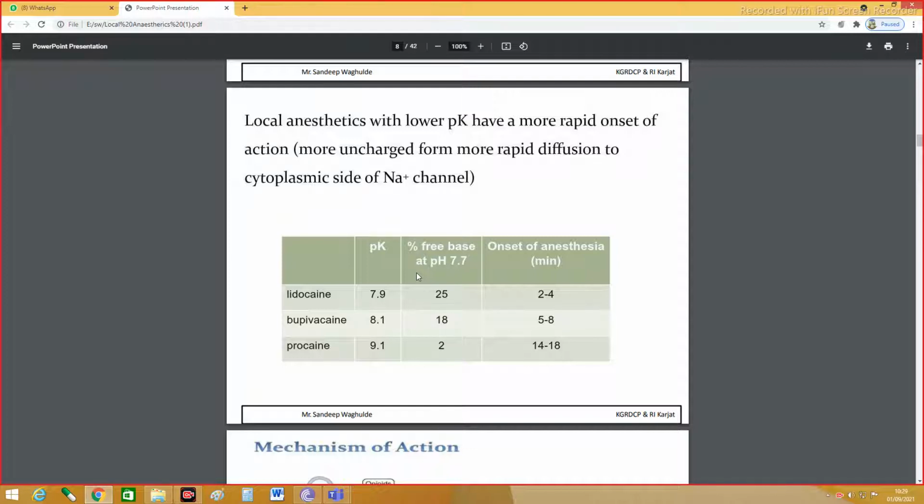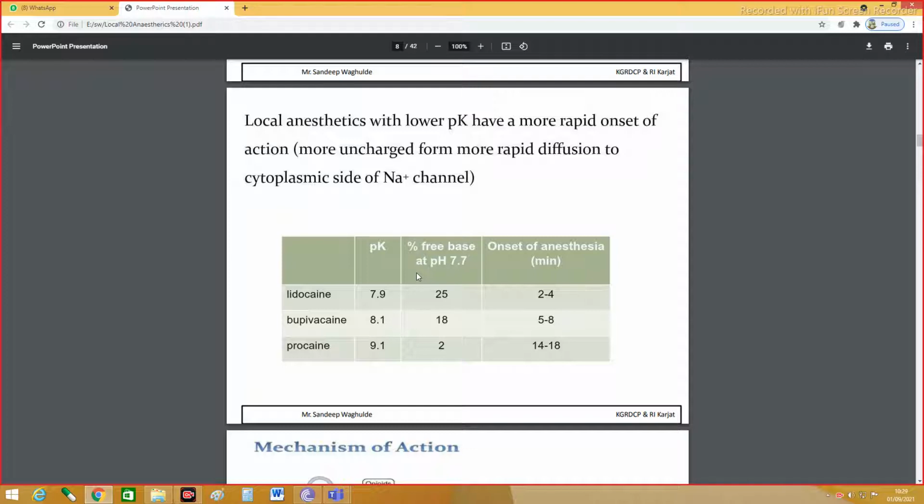Then our third drug molecule in the table is procaine. Procaine, because of the availability of nitrogen, the pKa of the drug molecule is almost towards the basic compound, that is 9.1. If we compare the free base at pH 7.7, it is 2. And if we compare with the other two drugs, the onset of anesthesia will be slower as compared to lidocaine and bupivacaine.